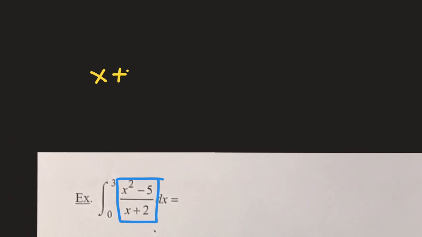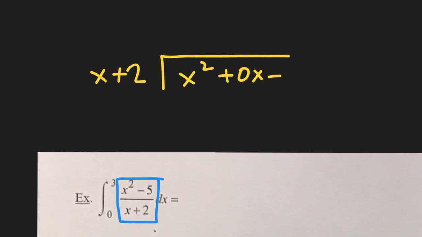How many times does x plus 2 go into x squared plus 0x minus 5? We're going to do this annoying stuff from pre-cal and from algebra 2 called long division to figure out how we can simplify this fraction that doesn't u-substitute easy or at all into something that is actually usable. So we look and see how many times does x go into x squared. So x times x is x squared, so we put the x up there.